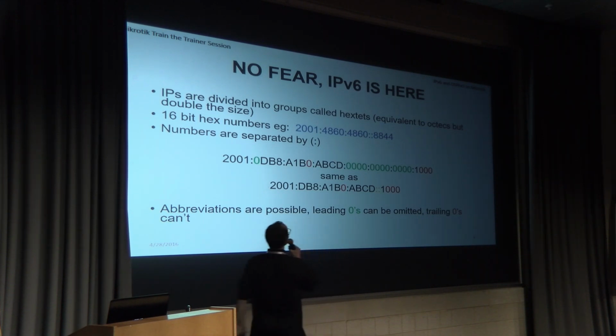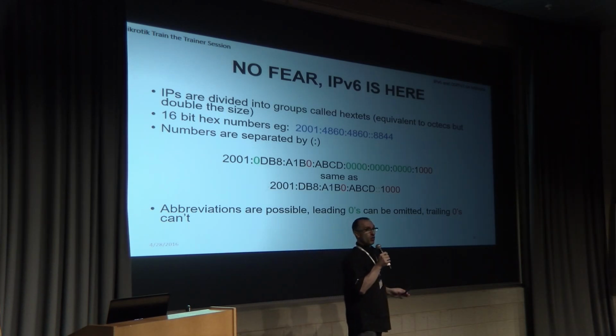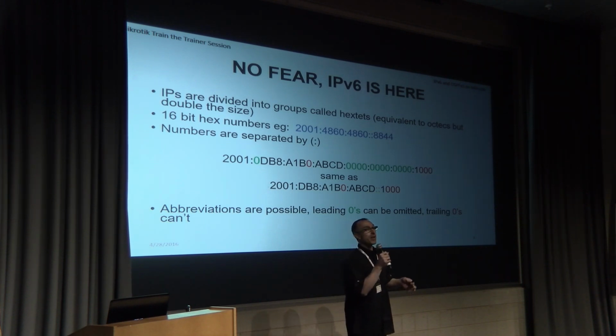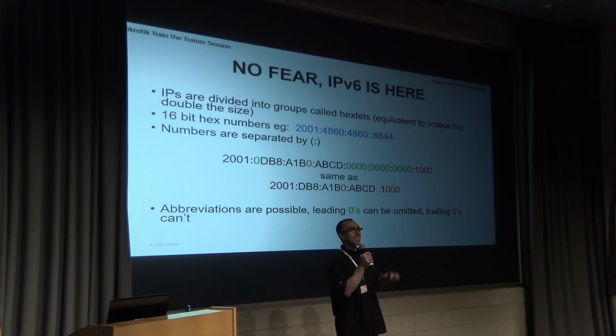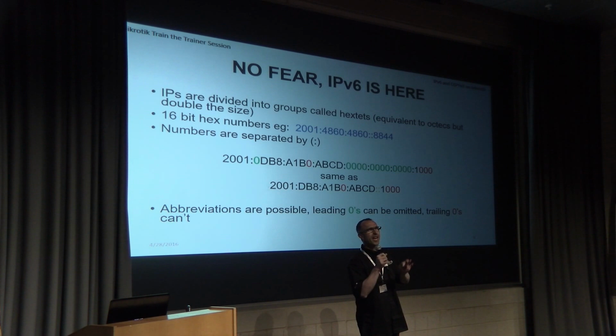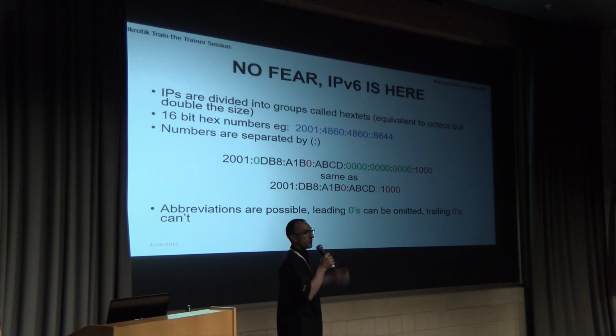What I bring this for is the notation. Does it seem different? It does look different. IPv6 addresses are composed of not octets, but double the size. So that would be hextets. They are hexadecimal numbers. So addresses are formed out of digits from 0 to 9, and the letters from A to F. Lowercase, uppercase, doesn't matter. It's there in uppercase because it's easier to see.